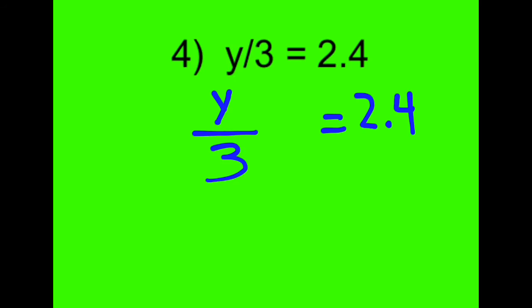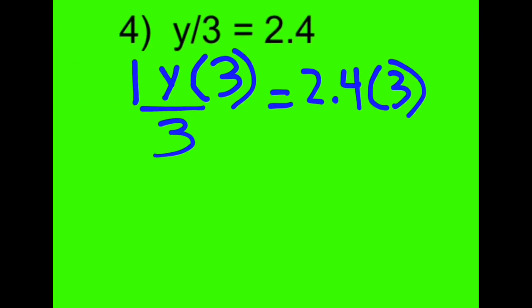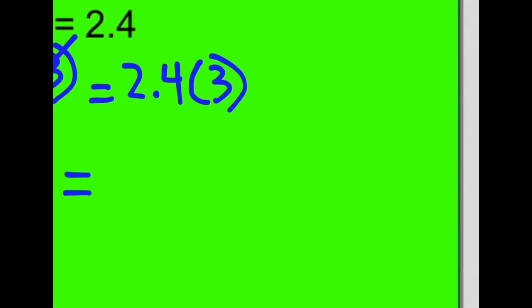You could also think of this as 1/3 y, because there's a 1 in front of that y, even though we don't see it. Since it's a divide by 3, we're going to solve it by multiplying by 3. Please use parentheses to show multiplication. Multiply by 3 there, multiply by 3 there. Now I have a 3 on top of a fraction, a 3 on bottom. They divide away and I'm left with 1y equals 2 4/10 times 3.